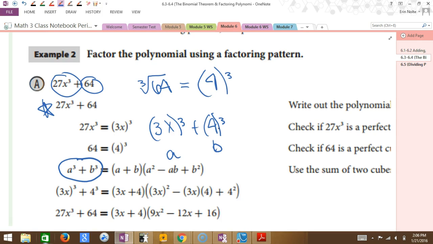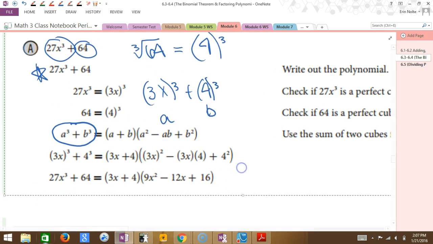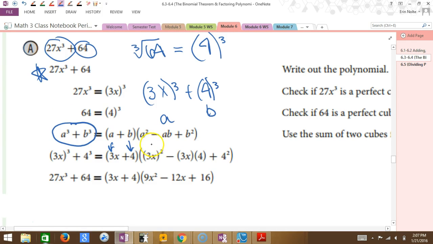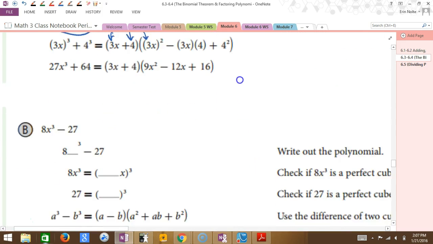So then once we know that, we can use our a and b and plug it into the pattern to find the answer. So what would my a be in this case? 3x, and my b would be 4. So what they're doing is they're just plugging in the a's and the b's and making sure to use parentheses, because if we're squaring stuff like 3x, it's going to be 3 squared x squared. Okay, so let's try an example.